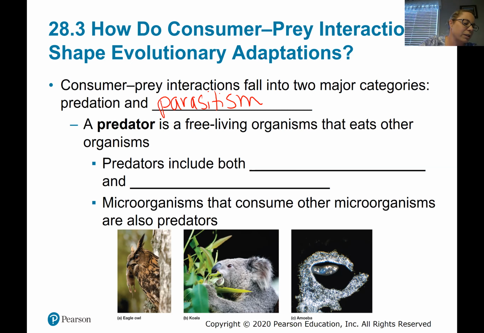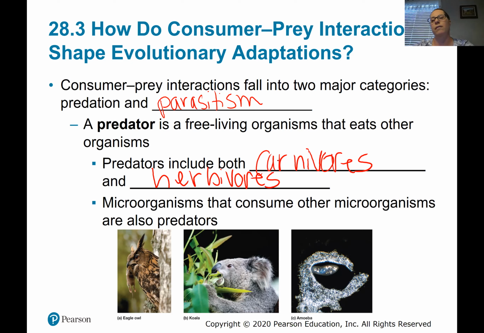And predators include both carnivores and herbivores. Remember, we tend to think of the carnivores eating the herbivores, but the herbivores consume the plants as well. So there's that. And then microbes can also be predators and consume other microbes, like here's the amoeba, the paramecium eats yeast, things like that.